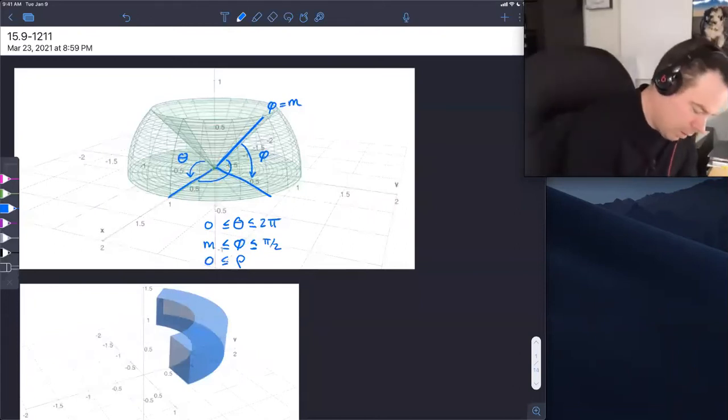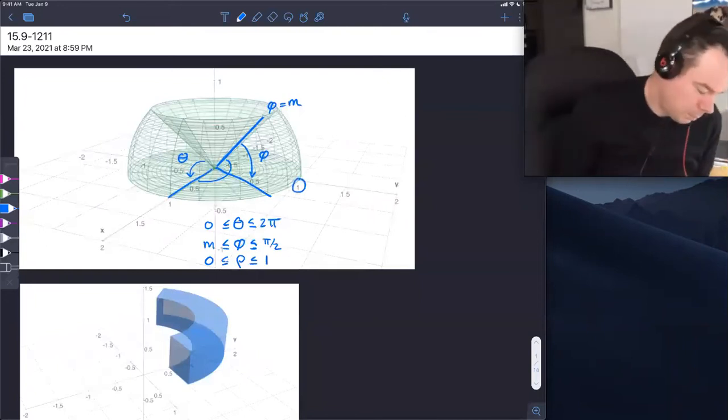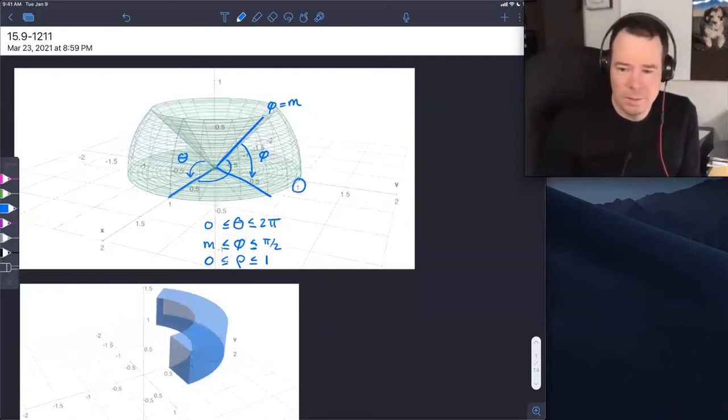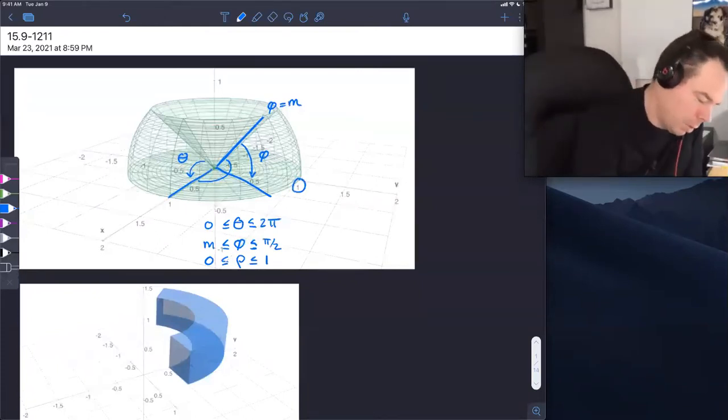It looks like it's sweeping out 0 all the way up to, and I could read a number off of the axis there, all the way out to 1. So regardless of what those actual values are, there are constants here that these variables are trapped between, and so it is a spherical box.